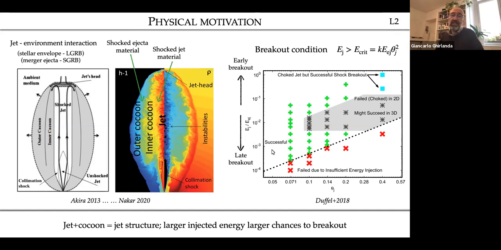But in general, this condition also sets the time scale for the breakout. The time scale, so the time needed for the jet to reach the outer layer of the ejecta or of the envelope, in the case of a long gamma ray burst, depends basically on the energy the jet has. So the smaller the energy of the jet with respect to the critical one, the later the breakout will be, because the velocity with which the head of the jet travels across the material will be smaller.